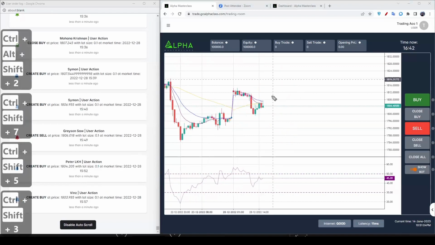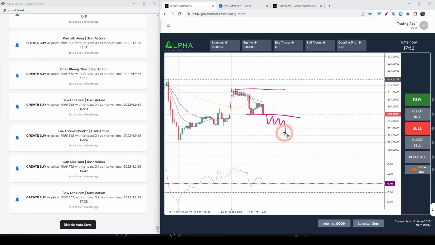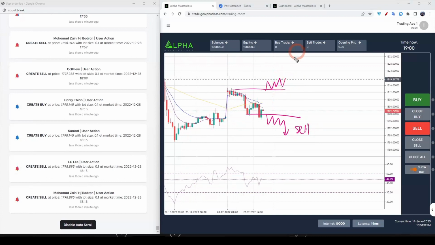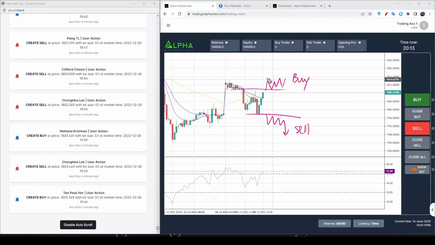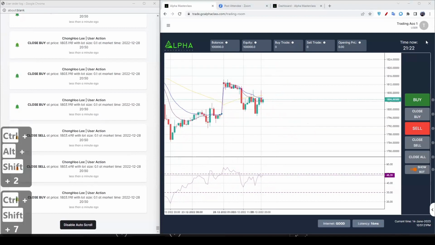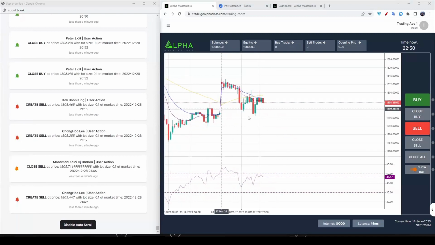Now the rule is that the gap becomes a range. If it ranges below here, it is a good sell opportunity. If it ranges above here, it is a good buy opportunity. Meaning buy when it's above, sell when it's below. If it's somewhere in between, don't do anything.